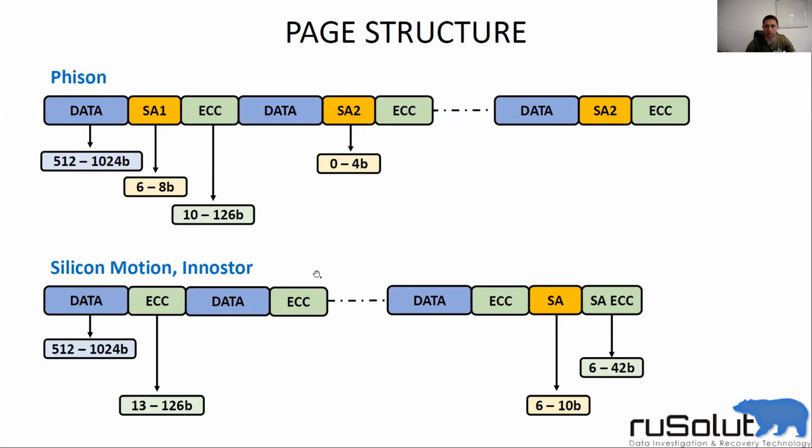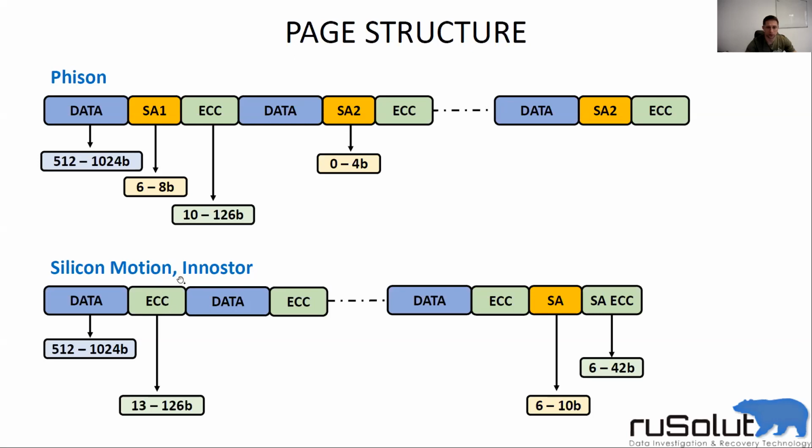Next, several pictures show you more precisely the typical sizes of data area, service area, and ECC. So for Phison controllers, you have these sizes. And as I said, the first service area may be bigger, the next service areas may be smaller. ECC may have a size from 10 to 126 bytes. And the data area, usually it's 1024 bytes.